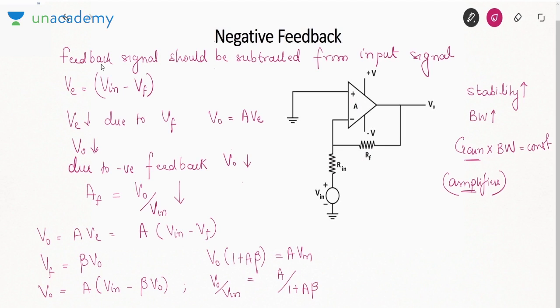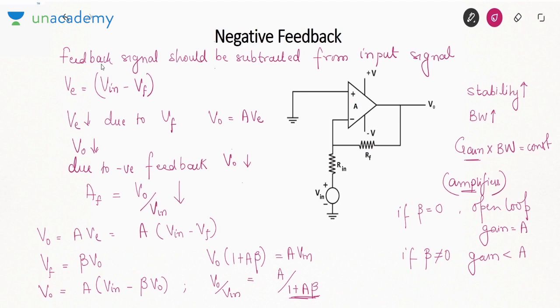In case of open loop, if beta equal to 0, that is open loop, the gain will come out to be equal to A. Put beta equal to 0 here, it will be A. But if beta is non-zero, gain is less than A, because in the denominator it is being divided by a number higher than 1. So that is why gain reduces in a negative feedback amplifier.